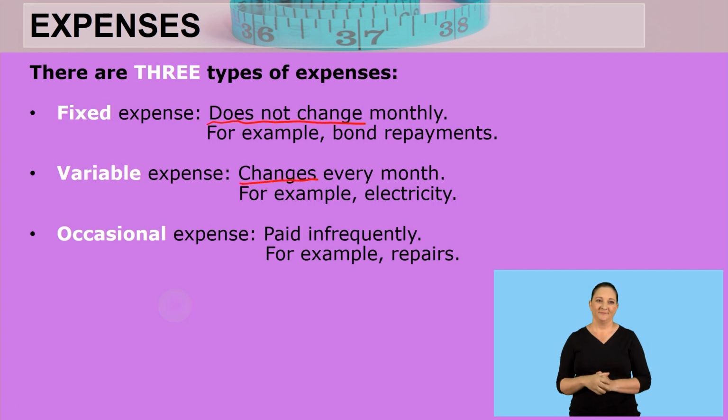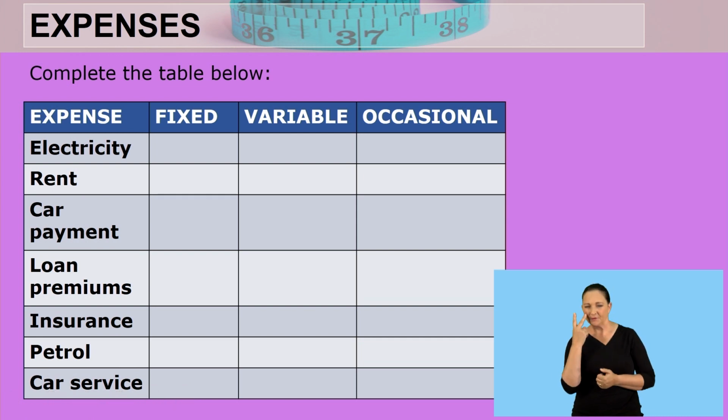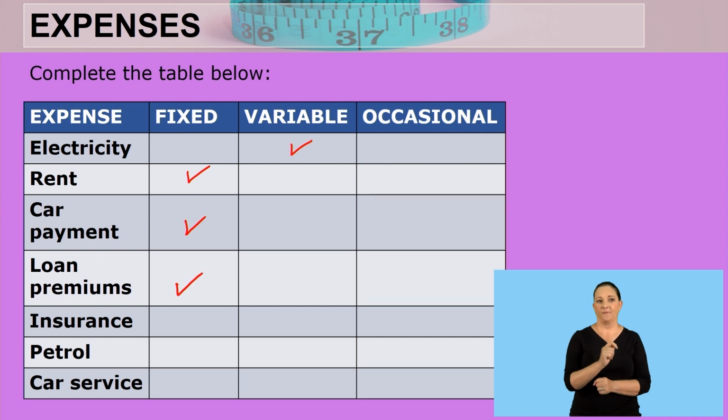Let's look at the next one. Complete the table below. Same thing. Let's tick whether the expense is fixed, variable, or occasional. Electricity, variable. Rent, fixed. Car payment, that will be fixed. Loan premiums, fixed. Insurance, fixed. Petrol, variable. And lastly, car service, occasional. There we go. Let's look at the next one.